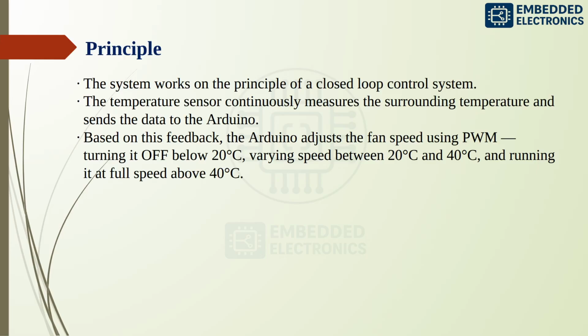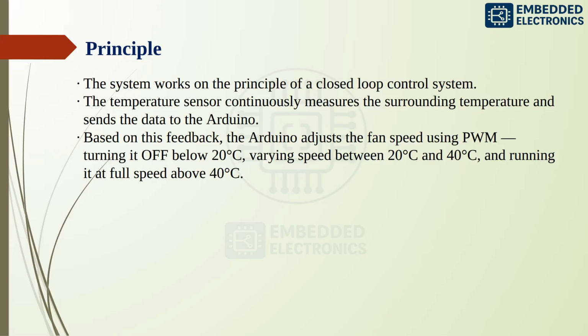Examples of closed loop systems are the temperature controlled fan and the air conditioner thermostat. So an air conditioner thermostat measures room temperature and adjusts cooling automatically, and also an automatic water tank controller. In that, it checks the water level and turns the motor on or off.